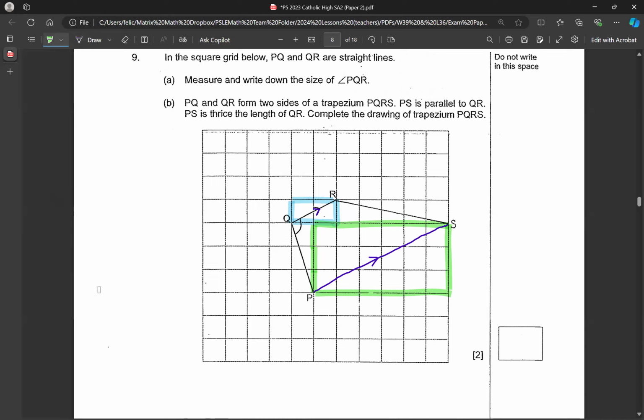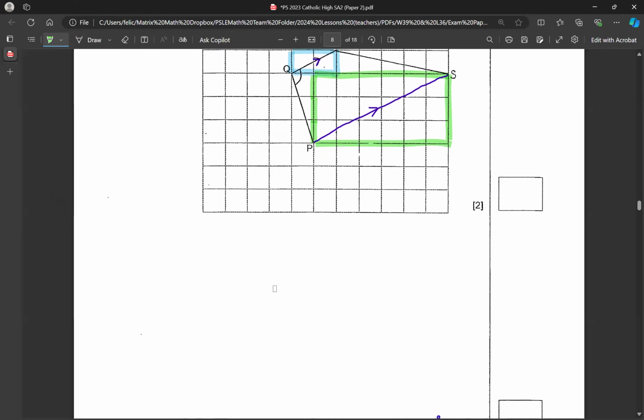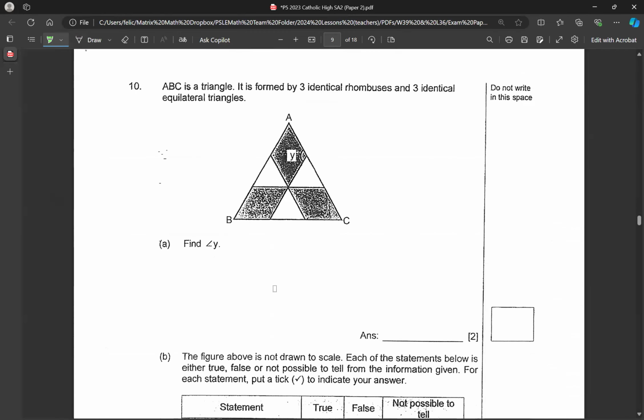Make sure when you hold the paper up, look at the diagram from far. It should really look like a trapezium, like one pair of parallel lines. Okay, let's move on to question 10.